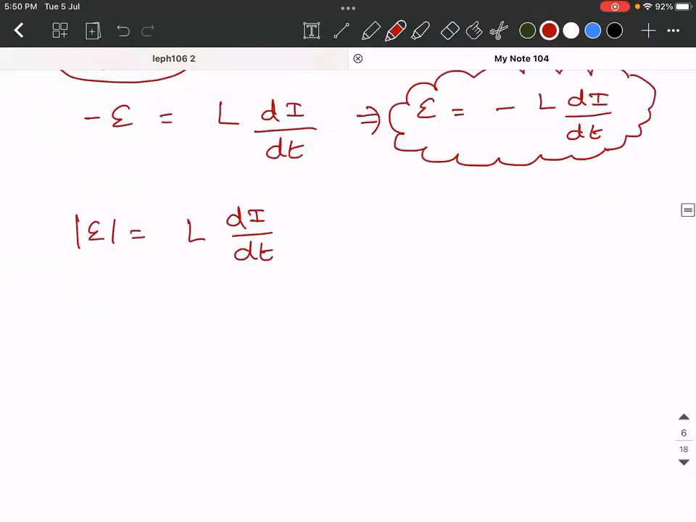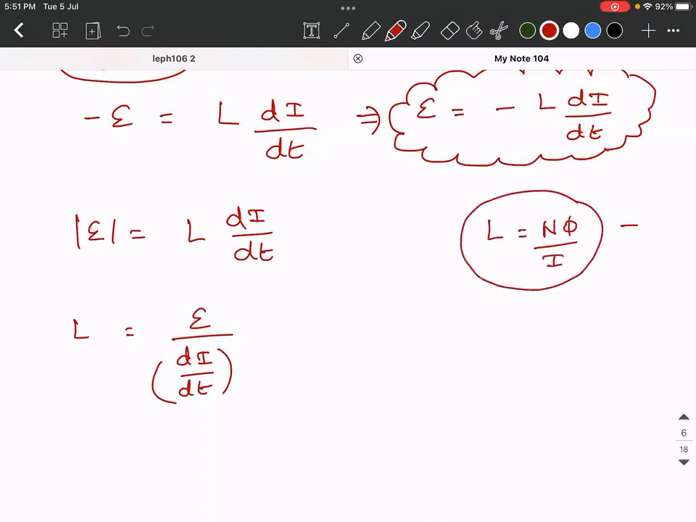So magnitude of EMF is equal to L into di divided by dt. Then how can I write L as E divided by di by dt? Can I write it like this? So I already gave you one more mathematical expression. What is it? L is equal to n phi divided by I.